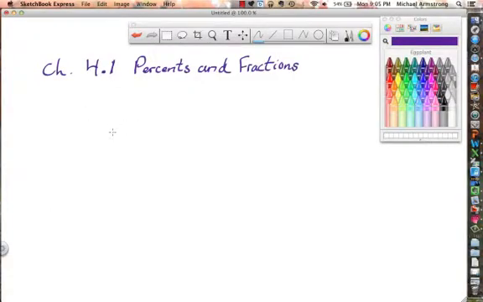Okay, welcome to Chapter 4. 4.1 is percents and fractions. And we've talked about this. This is stuff that we've worked on before, at least some of us have. And we're going to keep working on it.